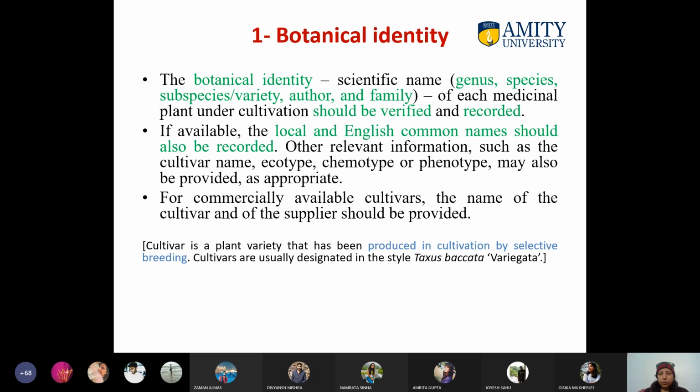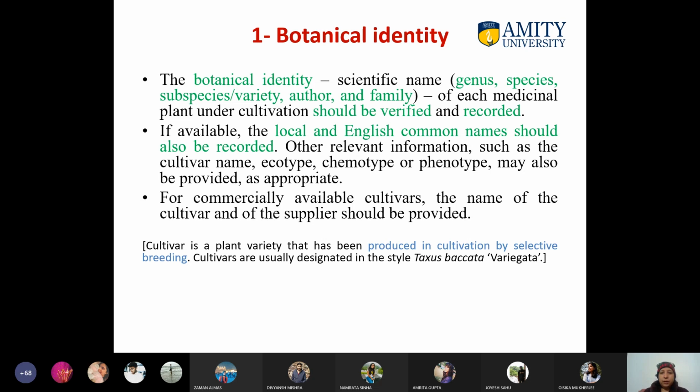Then comes the chemotype. Chemotype and phenotype. Chemical composition of the crop. Yes. Phenotype is the physical appearance of the plant, how the plant looks. And chemotype is the major, important chemical constituents present in the plant. All this information has to be provided if you are following the GAP guidelines.